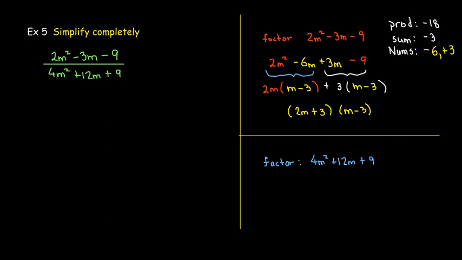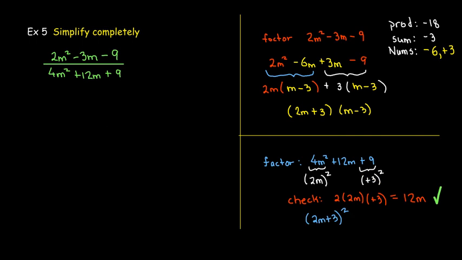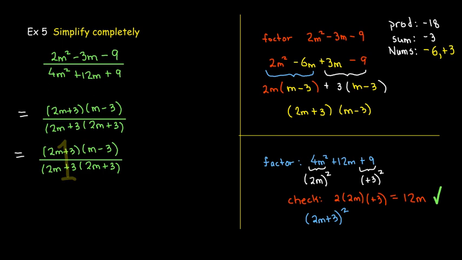We do something similar with the denominator. In this case, I have a perfect square as the first term and the constant term. And so this could be the square of a binomial. So let's just do a quick check. Does 2 times 2m times 3 equal 12m? And sure enough, it does. So we could write this as 2m plus 3 squared. But since I'm going to be looking for forms of 1, instead of writing 2m plus 3 squared, I'm going to write it as 2m plus 3 times 2m plus 3, that binomial times itself. So the 2m plus 3 over itself is a form of 1, and what's left over would be the m minus 3 on top and the 2m plus 3 on the bottom.